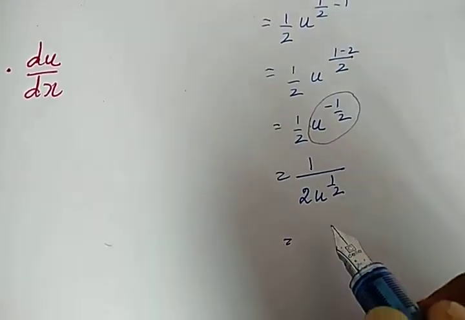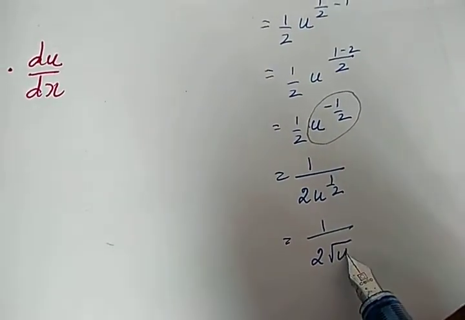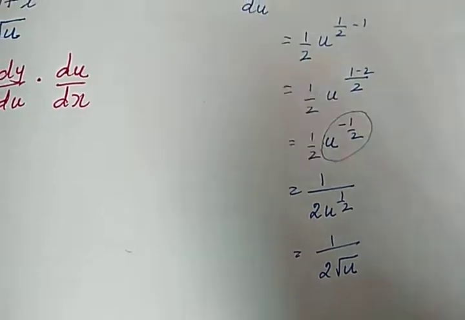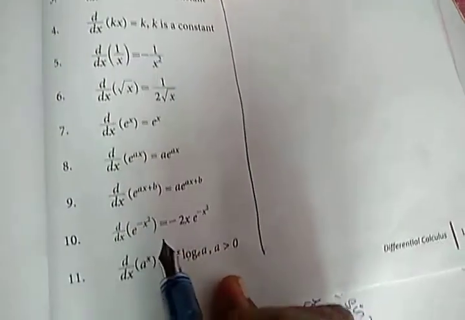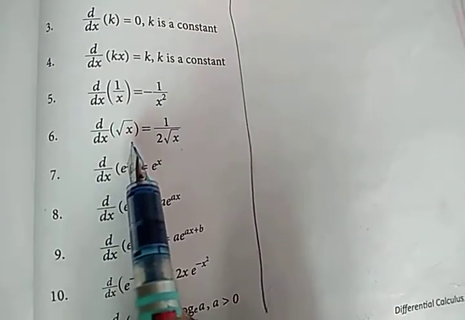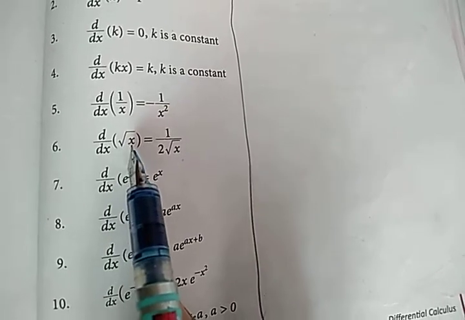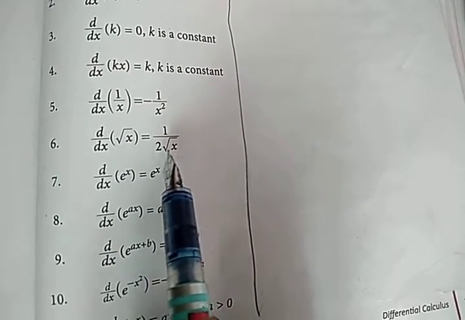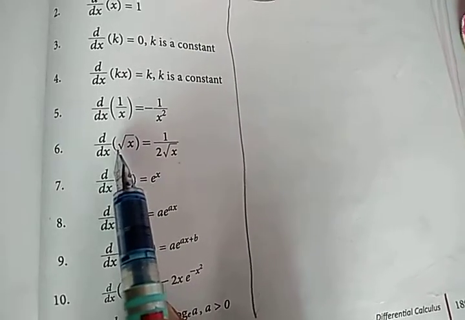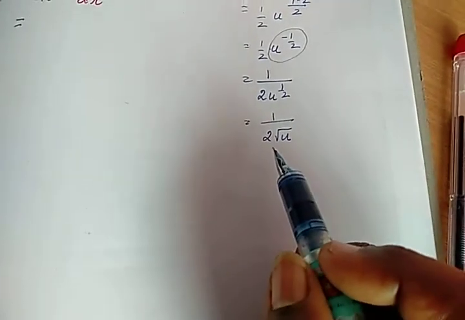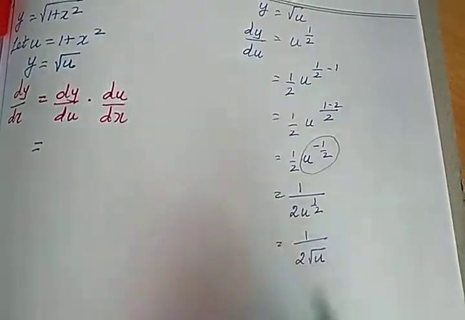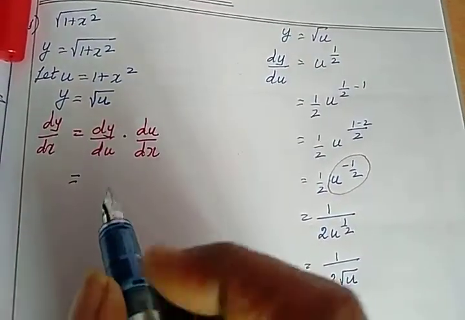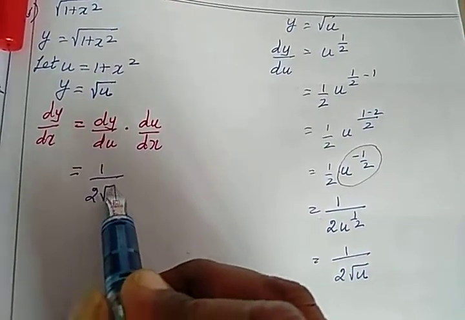This power 1 by 2 again goes to the symbol root. So 2 root u. There is a direct formula in your book itself. The formula will be d by dx of root x is equal to, if you differentiate a variable inside root, you will get the answer 1 by 2 root x. Here we are differentiating d by dx of root u. So root u, if you are differentiating, you will get the answer 1 by 2 root u. Either you can write it directly, or you can work it out on the side and write the answer. Your answer will be 1 by 2 root u.